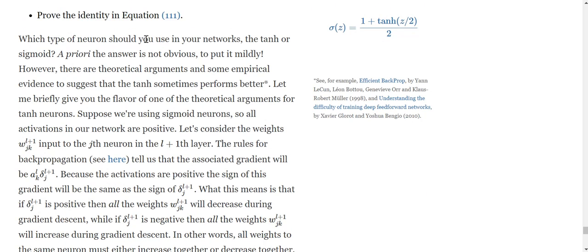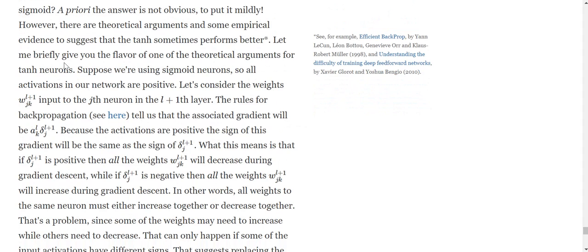Alright, so which type of neuron should you use in your network, the tanh or sigmoid? The answer is not obvious. However, there are theoretical arguments and some empirical evidence to suggest that tanh sometimes performs better. So you can have a look at these papers to see that. Let me briefly give you a flavor of one of the theoretical arguments for tanh.